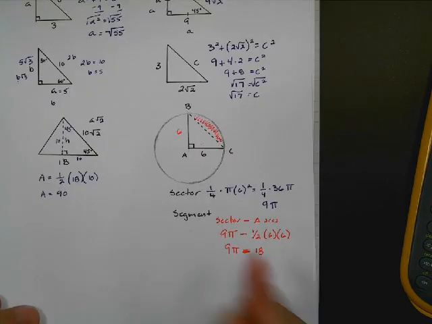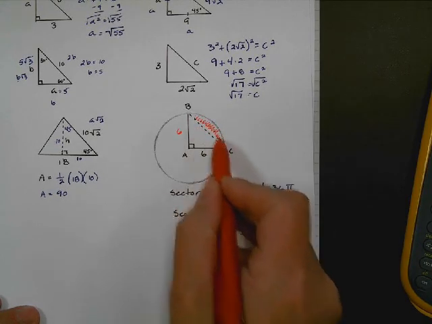And I would leave my answer like this. Why? Because these are not like terms. This says I have 9 pi's, and this says I have minus 18. This is not 18 pi's, it's just 18. So I can't take away 18 from pi's, because I'm keeping track of how many pi's I have here. So not like terms, so we would just leave our answer like that. 9 pi minus 18 would be the area of this section.